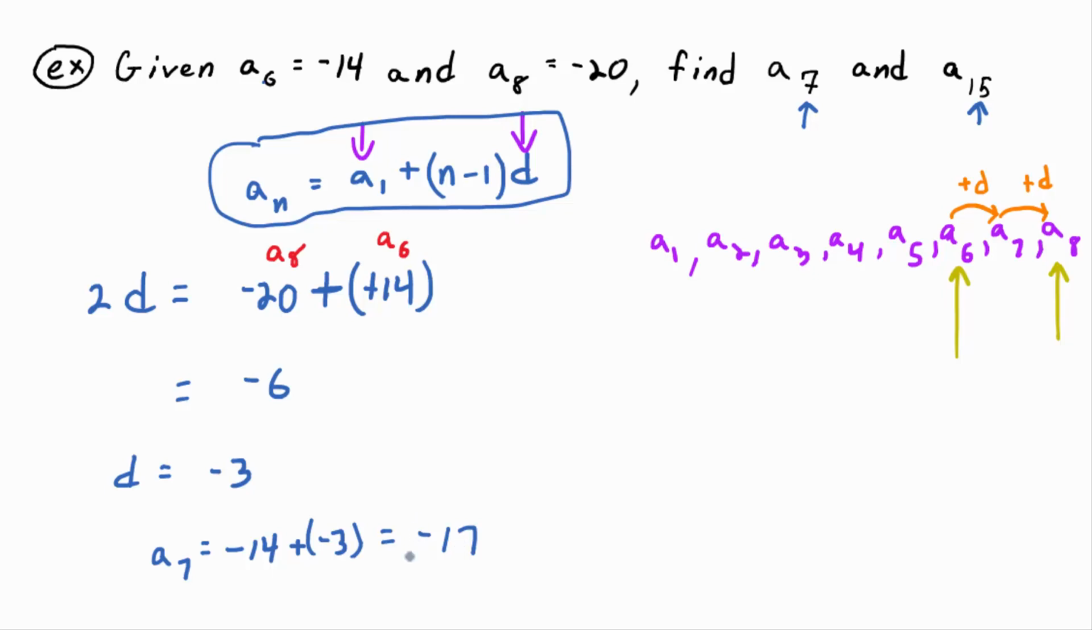But what if you want, here's the wrench in that plan. If I just wanted to find A7, then that plan would have worked great, right? But now I want A15. It's not too big. I could keep adding negative 3 until I got to A15, but this is where the explicit formula comes in kind of handy, right?